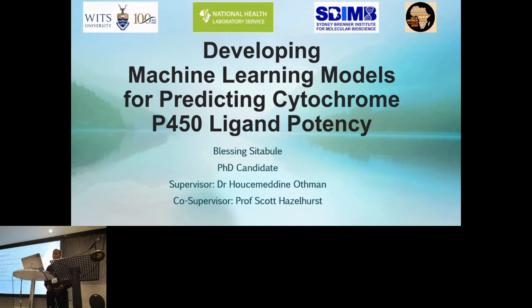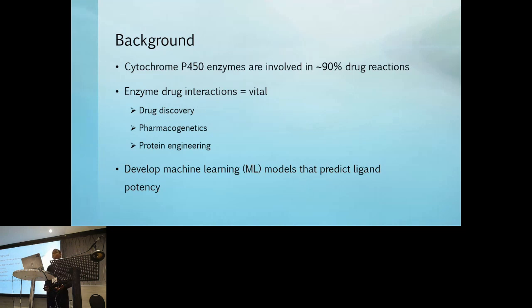Firstly, it is important to note that cytochrome P450 enzymes are involved in approximately 90% of clinical drug reactions. As a result, it is important for us to understand how these enzymes interact with drug molecules or any ligands of interest. This is for the purpose of drug discovery, pharmacogenetics, as well as protein engineering. We can perform such studies using computational methods. Therefore, in this study, we aim to use machine learning models to predict the potency of ligands of interest with respect to cytochrome P450 enzymes that are known.